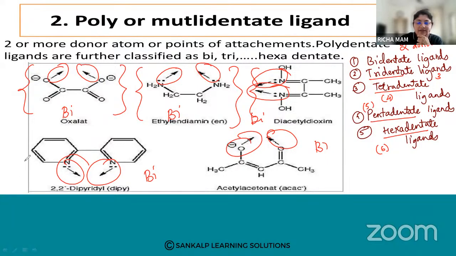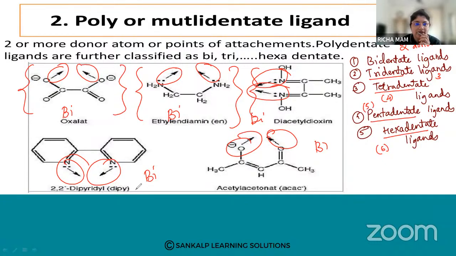So everything is clear. In today's class, we have discussed what coordination compounds are, what addition compounds are, and the types of addition compounds. We have seen what double salts are and their examples, what coordination compounds are and their examples. Then we saw some important terms used in coordination compounds: coordination entity, central metal atom, then ligands. Then we discussed the types of ligands.